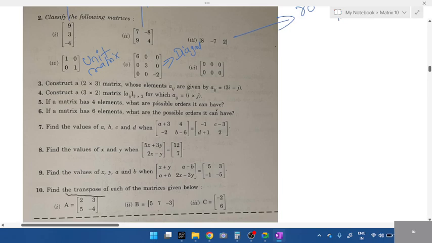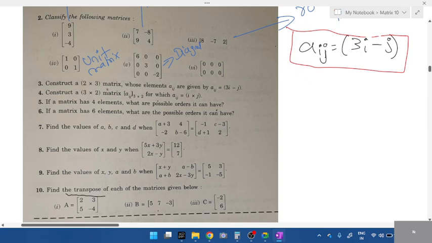Next. Construct a 2 into 3 matrix whose elements are given by 3ij. All this they don't give, but still we'll do it. Aij is equal to 3ij. Make a note of this question, students. It's not given in board exam, but still we'll do one question. This is the limit they've given. This is the kind of formula they've given. I'll tell you how to solve. This is a formula.